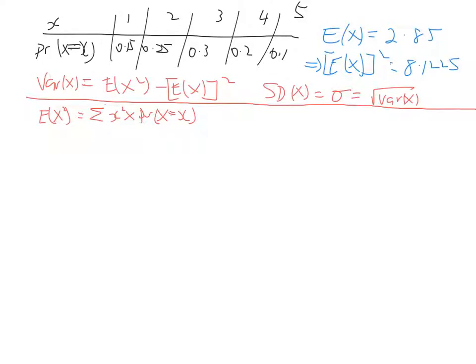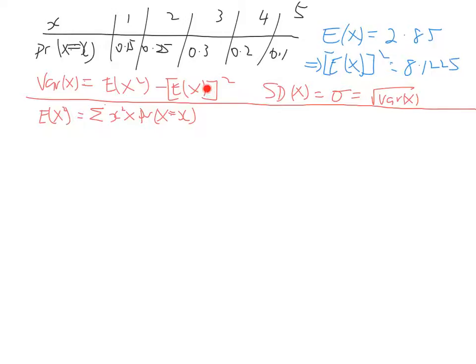Okay, so the next thing we're going to have a look at calculating is variance and standard deviation, and these are how far away values are from the mean. So it's another measure of centre. Basically, to find variance, we take E of X squared minus E of X all squared.